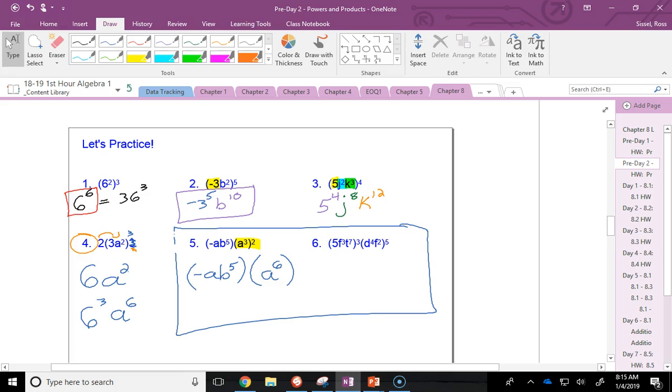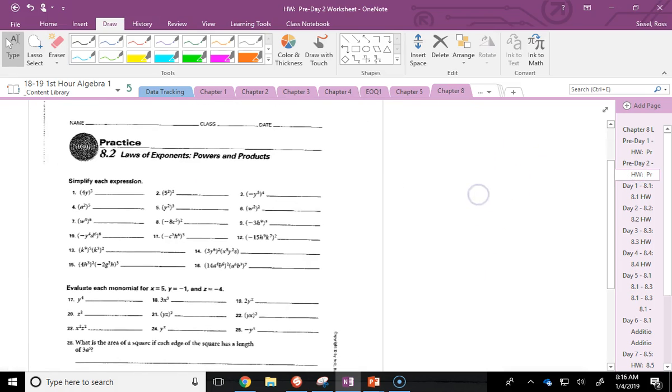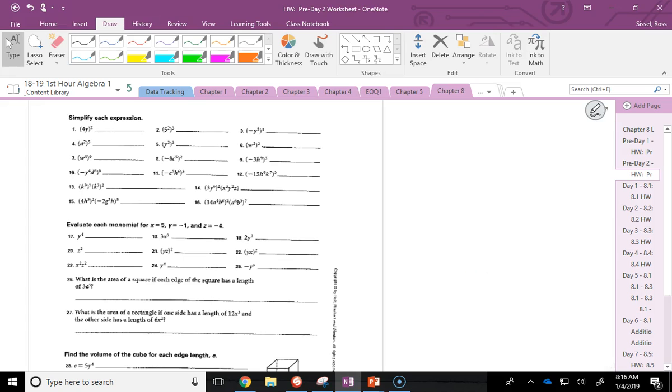So your homework will be 8.2. Don't do 13 through 16. That's the one that I said I'll talk to you about on Monday. You guys want to do evens again? Alright, today I'll allow you to do evens. Next week, we won't be cutting it down as much. But evens. I do have the worksheet, so I'll hand it out to you.